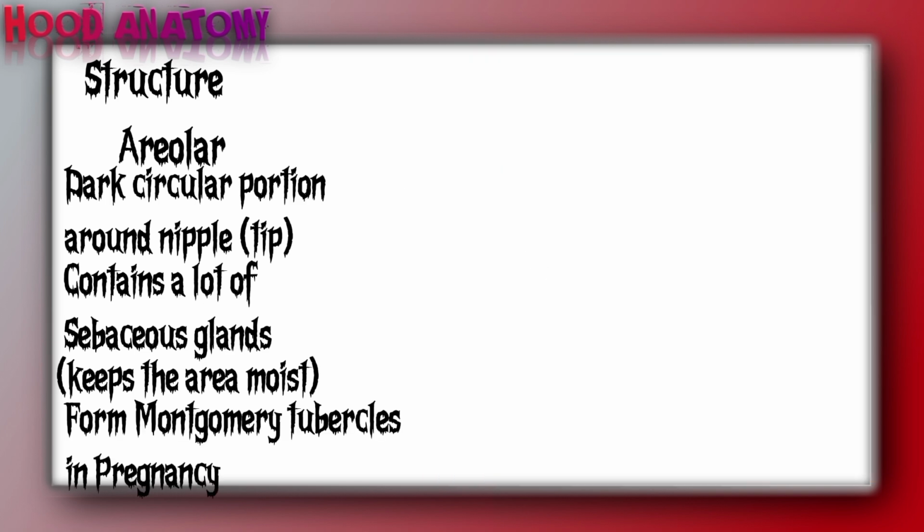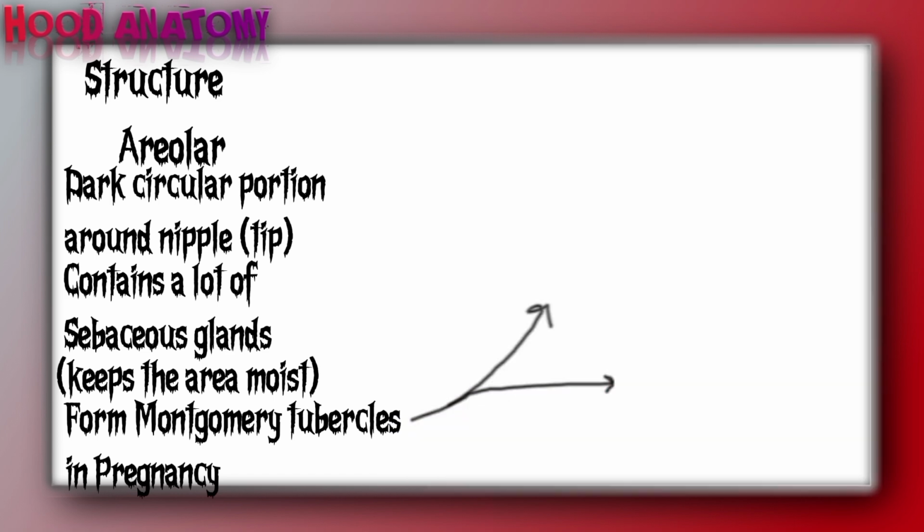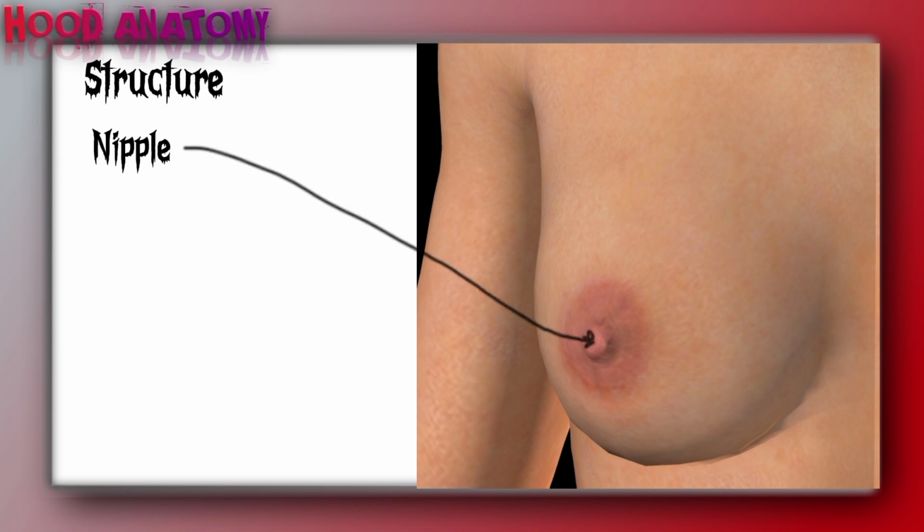So you see those Montgomery tubercles mount on top the areolar region during pregnancy, abi. The next thing wey we go look at na im be the nipple. Na im dey for the tip of breast. Na conical projection this thing be. E dey surrounded by areola.